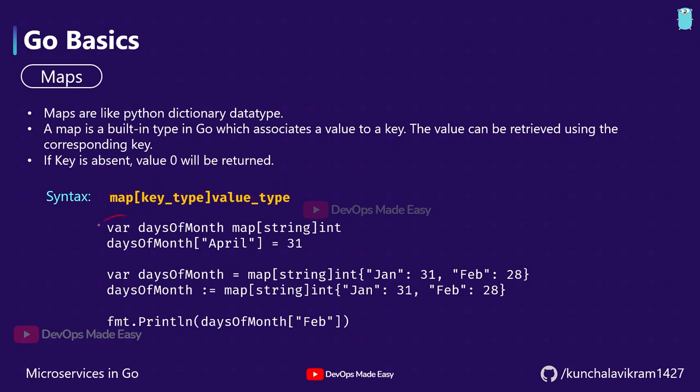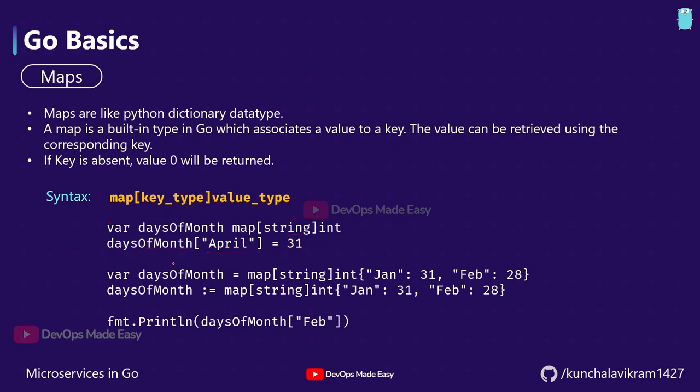Okay, so we are going to define it with var, and the name of the map is daysOfTheMonth, using map as the keyword, with string as the key type and integer as the value type. Once this is declared, you can initialize it with various values. That means the name of the map, and inside the brackets the particular key and the value you want to assign.